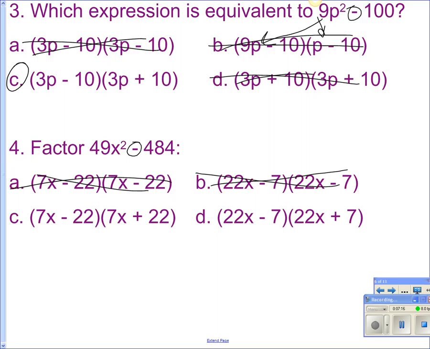Okay, so you have to look at this front number. Does 7 times 7 give you 49, or does 22 times 22? 7 times 7. So 49 is in front. So 7 needs to be in front. Okay, so the answer is C again.